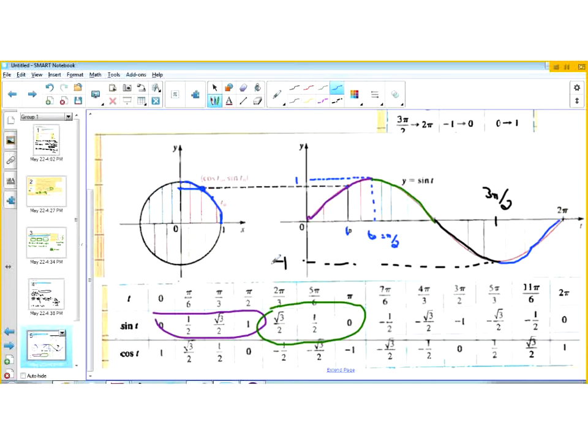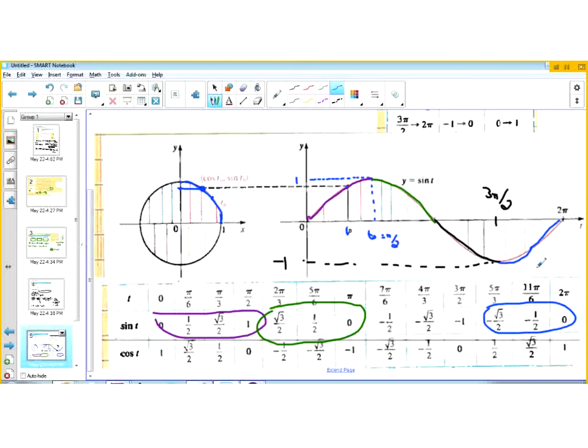Okay, and so you can see that the sine function ranges from -1 to 1. That is the full range of the sine function, and we have just graphed the sine function over one period. That's one period of a graph of the sine function.